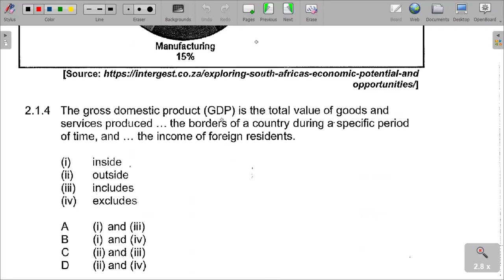the total production of goods and services produced within a country. So we are saying produced within a country, which is inside the country, and the borders of a country during a specific period of time, and it actually excludes the income of foreign residents. So our answer must be what? Must be B.